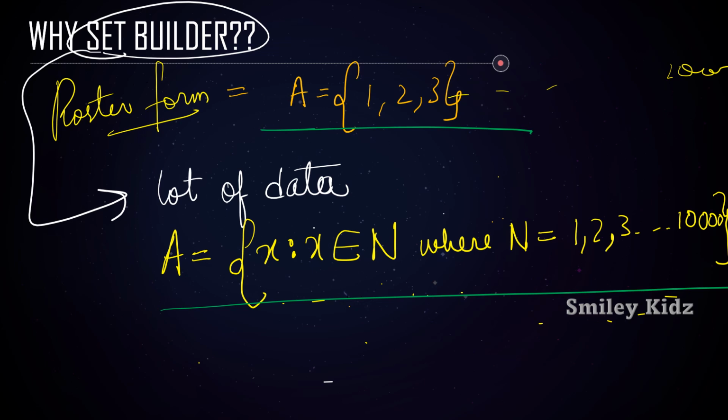But what if I need to write it in a roster form? Then I need to keep on writing till 10,000, right? That will eat away my life, right? In the same way, what is the use of set builder form? In order to convert a lot of numbers or a lot of data into a limited or simple form, that is the use of set builder form.